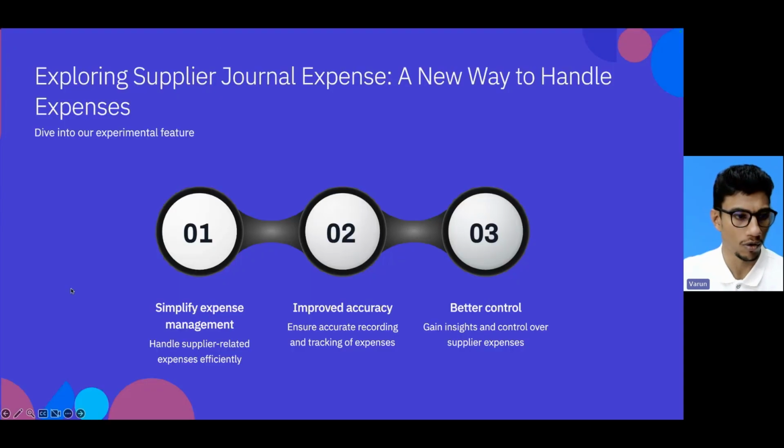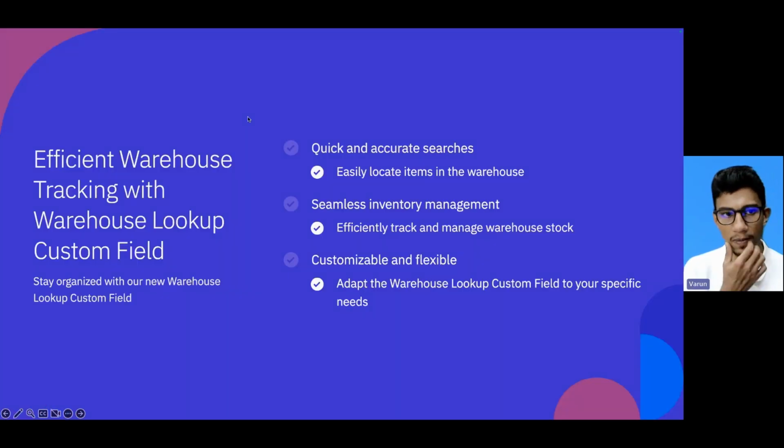We have one more feature update to discuss, which is efficient warehouse tracking with the warehouse lookup custom field. In the previous update, we introduced an enhancement where we brought in another lookup custom field that was for accounts. Right now we have brought it in for warehouse. So easily locate items in the warehouse, efficiently track and manage warehouse stocks, and adapt the warehouse lookup custom field to your specific needs.